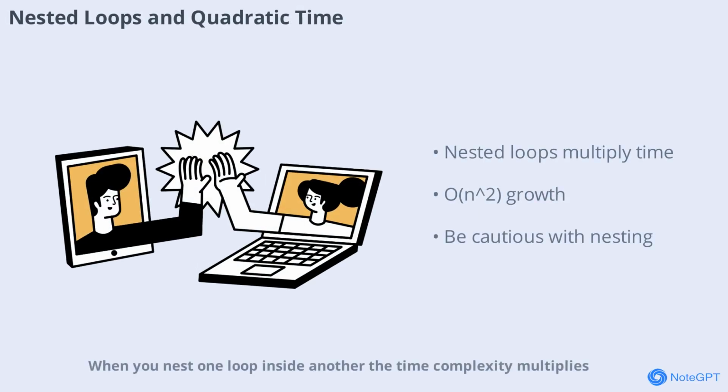When you nest one loop inside another, the time complexity multiplies. For example, two nested loops each running n times result in O(n^2) time. This is why algorithms with nested loops can become slow very quickly as the input size increases. Always watch out for nested loops when analyzing performance.